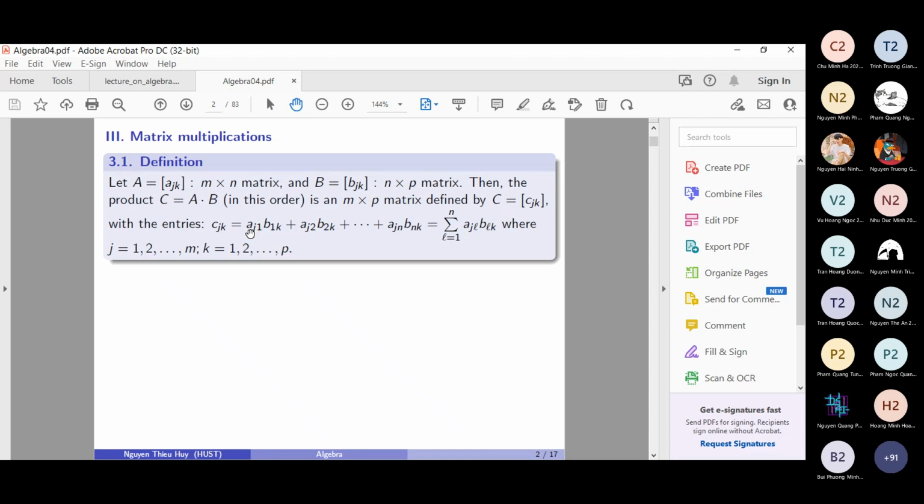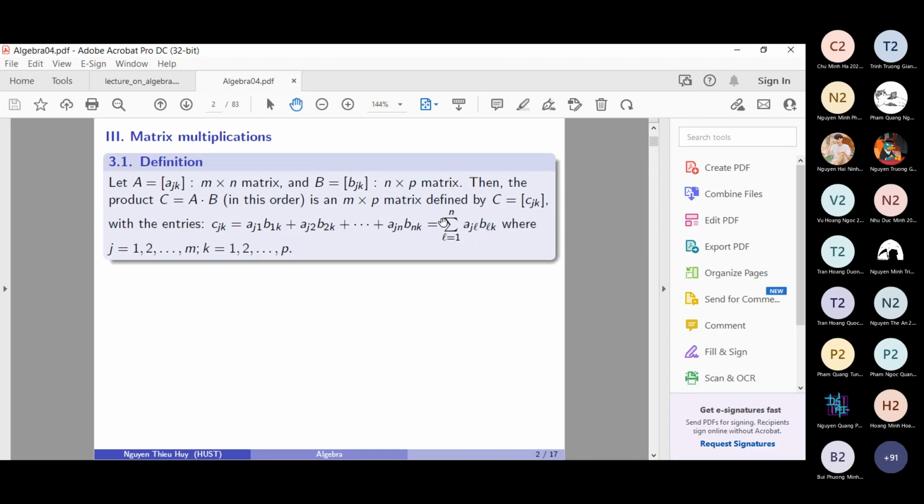Look at this definition of C_jk: A_j1 multiply B_1k plus A_j2 multiply B_2k plus and so on, until A_jn multiply B_nk. Now we can write this shortly using the sigma notation: the sum of A_jl B_lk, l running from 1 to n. This is the notation of the sum.